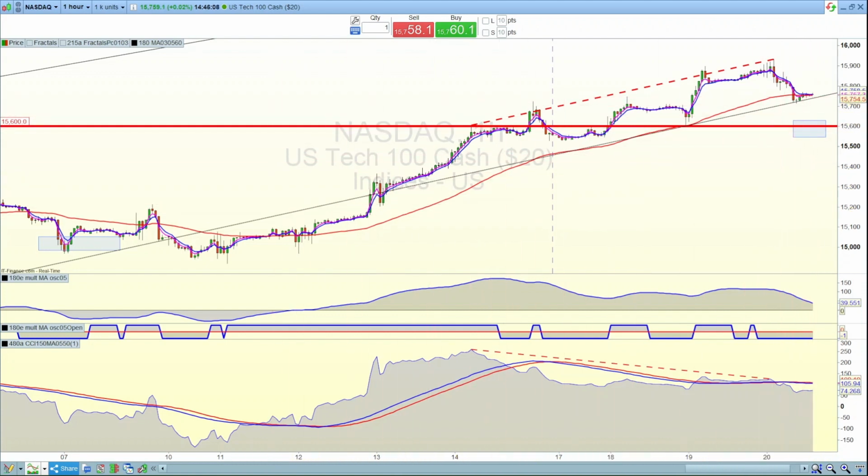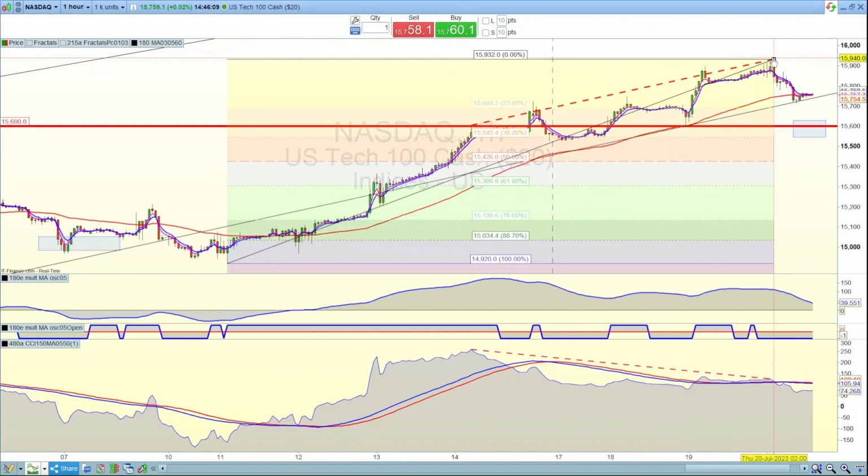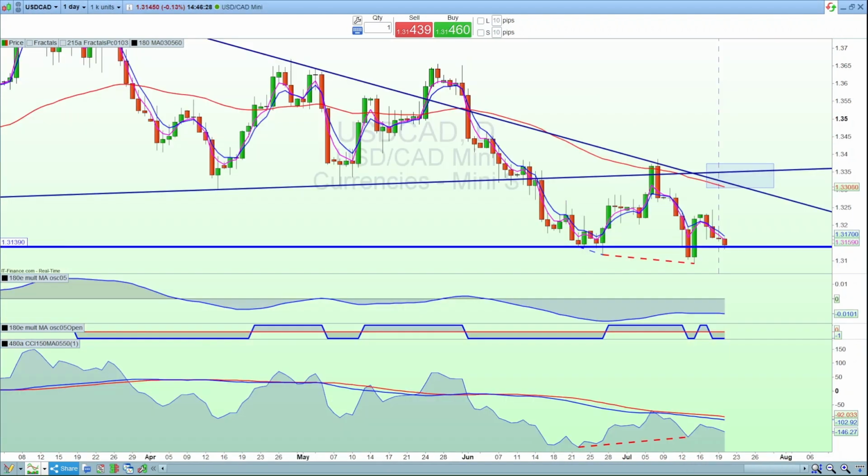So our initial target, again, from our recent low to the high, I've picked that resistance area at 15,600, which happens to be just between the 23 and the 38% level. So this is just again an artful way of drawing a target. That's the NASDAQ.